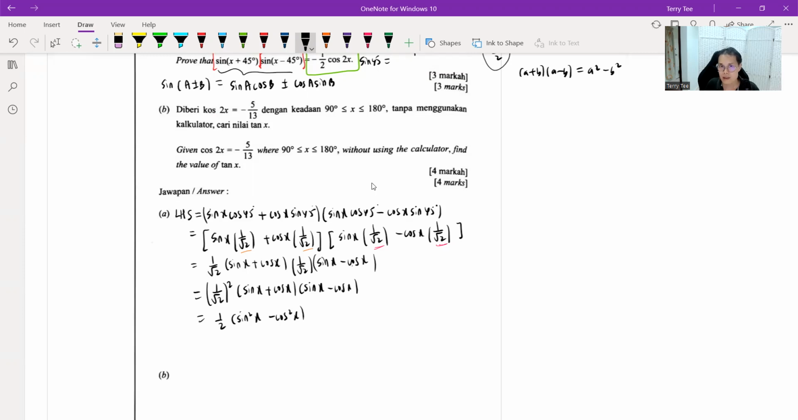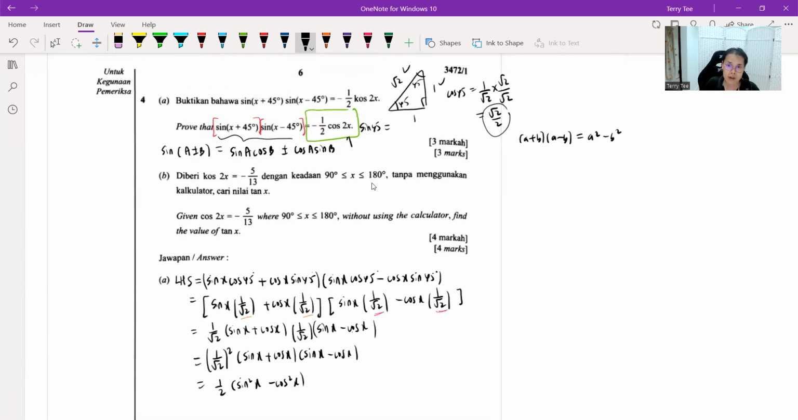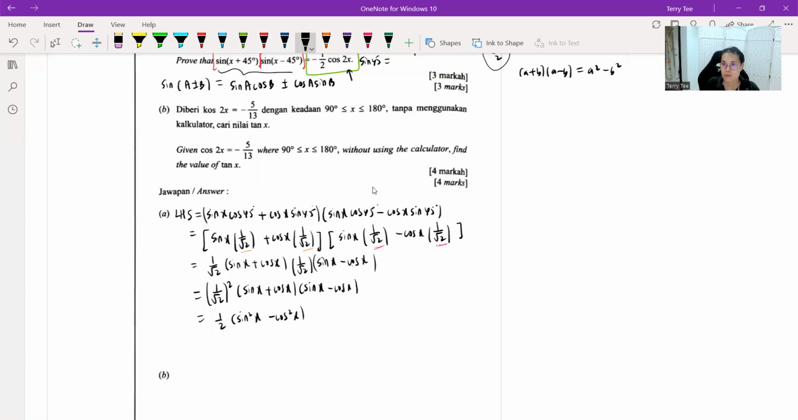Well, you can always take a sneak peek at your right-hand side. At your right-hand side, you have cos 2x. And cos 2x has 3 formulas, okay? Well, the first formula for cos 2x is cos square minus sine square. This one you can find from the list of formulas given in the exam. But here what we have is sine square minus cos square. Now you notice that this is the other way around. This is cos square minus sine square.